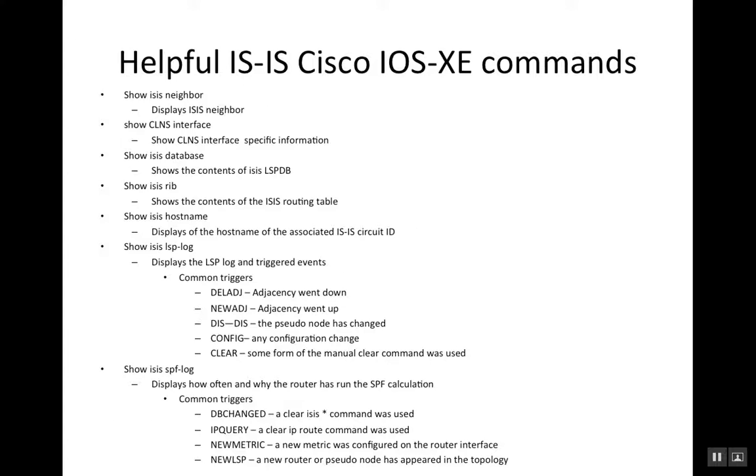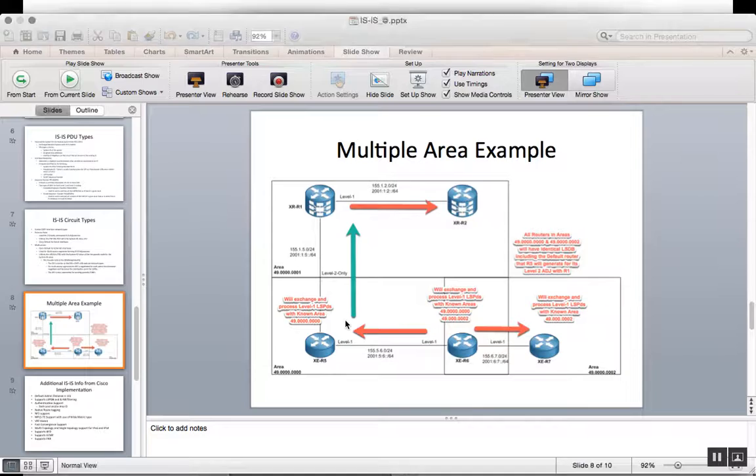New metric was configured on the router, meaning that if somebody adjusts the metric for an interface or for a route, it'll show that the SPF was rerun to make the correct adjustments to reflect that. And then new LSP means a new router or a pseudo node has appeared in the topology. You'll see that in a situation where you lose your DIS and a new DIS has been elected, or you add another router and change the priority on the interface, forcing that router to become the new DIS. That trigger would show there.